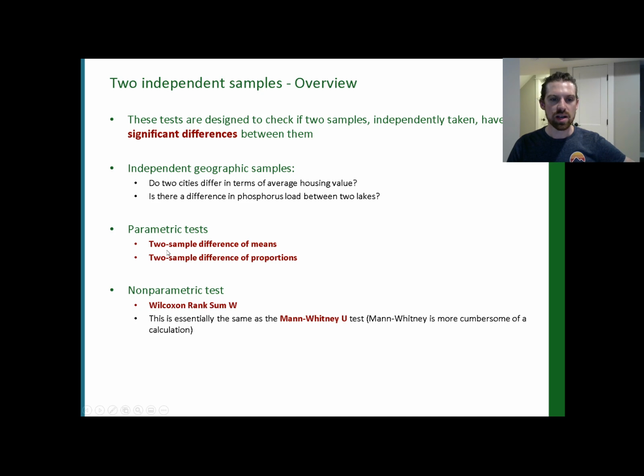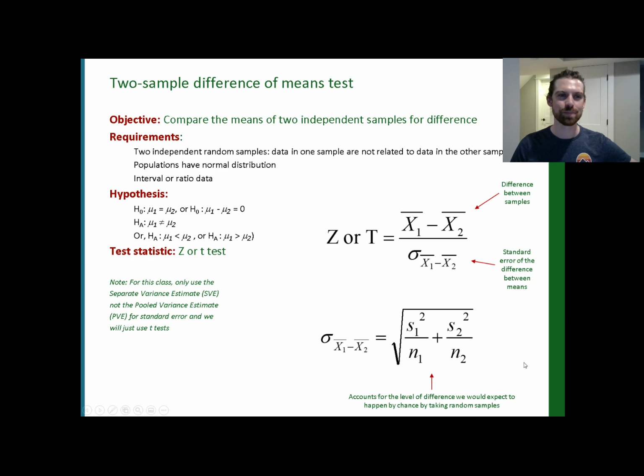detail here. I think it's fairly straightforward for the parametric types, but for non-parametric, we're going to be focusing on this Wilcoxon rank sum W test, which is essentially the same as the Mann-Whitney U test, but it's easier for us to calculate, okay? And we like things that are easy for us to calculate.